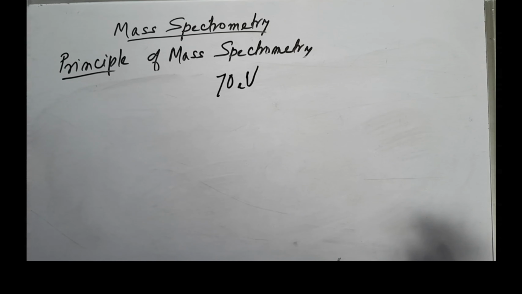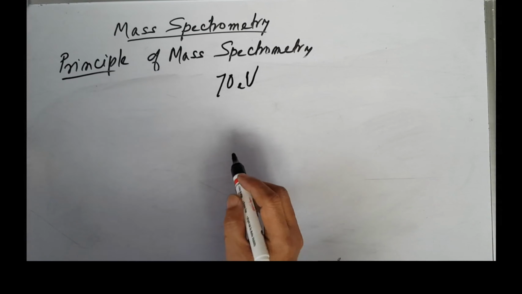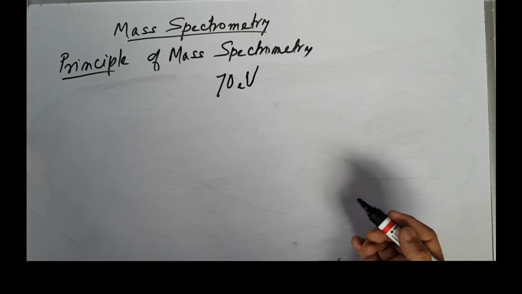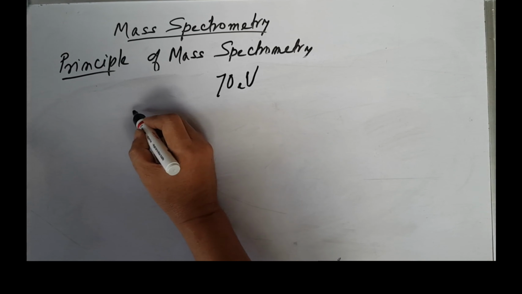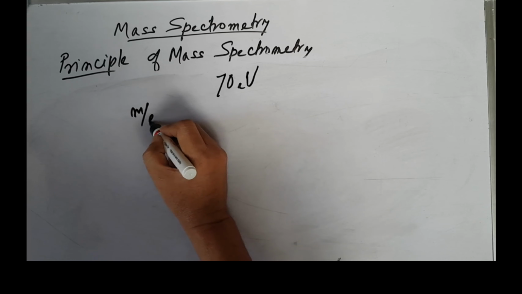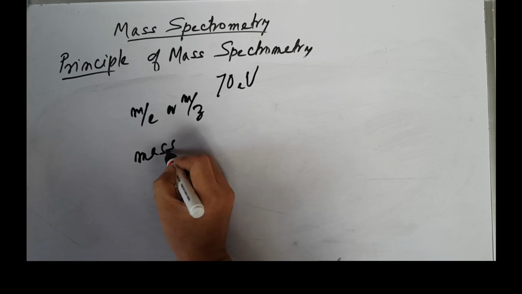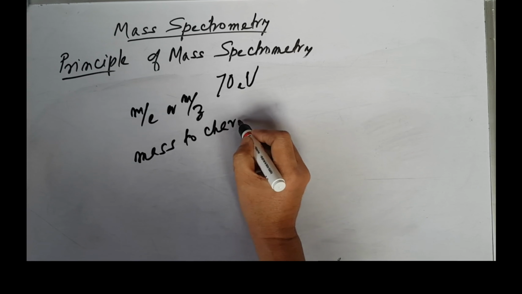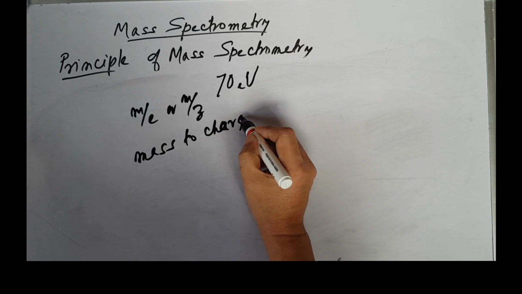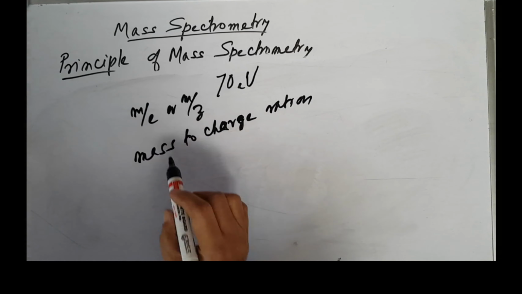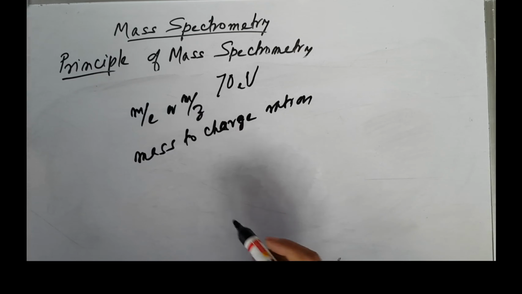So in the mass spectrometer, each positive charge, obtained from the molecular ion, the cation radicals, are measured by the mass to charge ratio. So we determine the mass to charge ratio, m by e, or m by z, where z is the charge and m is the mass.